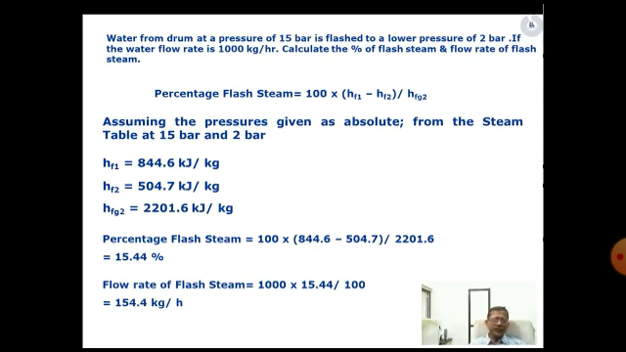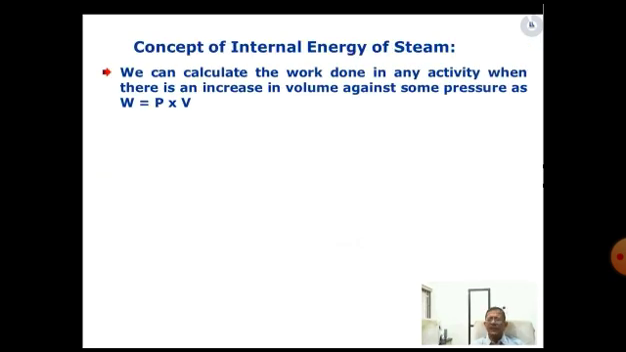Okay, now we take a look at the concepts of, first, internal energy, then we will go to the throttling of steam, and finally the constant volume process. Whenever you have an expansion of volume against a certain pressure, you have to do some work, right? And this work can be calculated by multiplying the pressure into volume. If the work is in kilojoule, the pressure would naturally be in kilopascal and the volume in meter cube. So let us take the atmospheric condition.